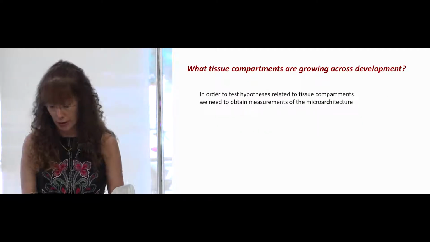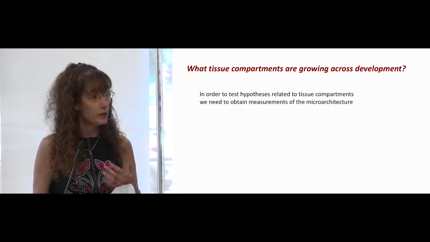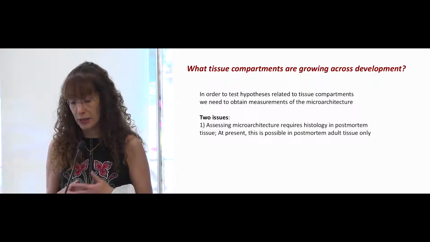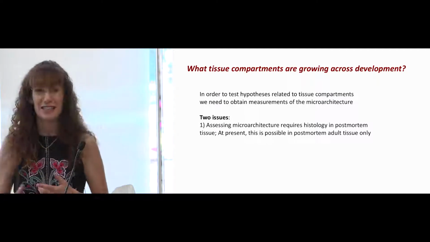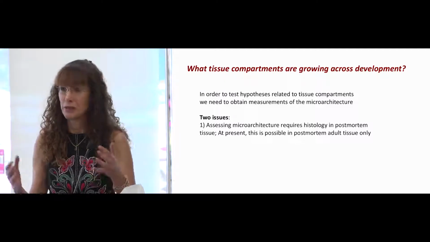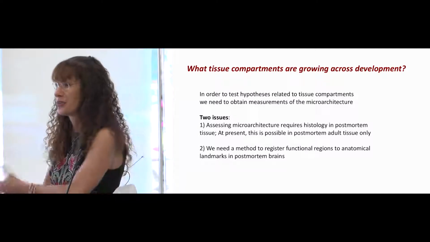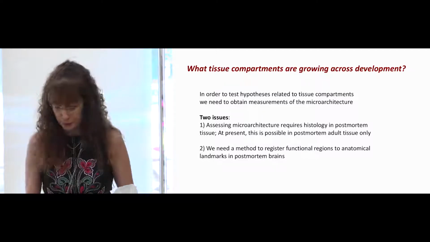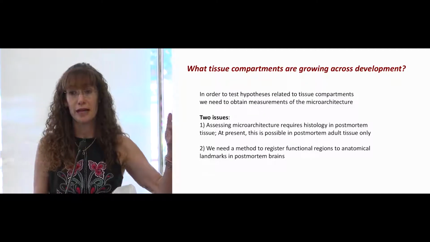This raises two complications when you want to do experiments with people. In order to do these microarchitectural measurements, you need access to postmortem tissue, and postmortem tissue is really not accessible in children. So this is one issue. The second issue is that we have to have a method to register functional regions in an in vivo preparation to anatomy or anatomical landmarks in postmortem tissue. Luckily, we've found some roundabouts across this.